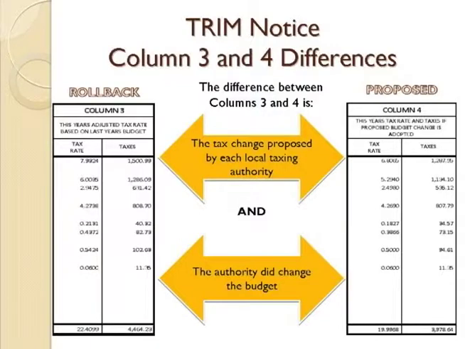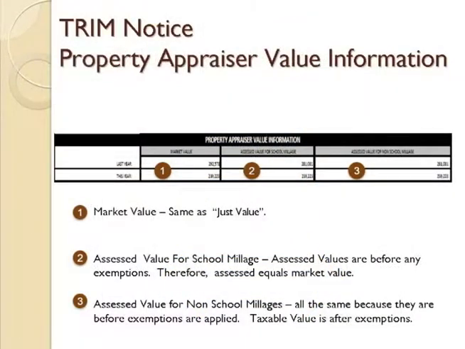The next portion is the property appraiser's value information, which basically just simply shows last year's values versus this year. For market value, assessed value for school millage, and assessed value for non-school millages. And on this particular portion of the TRIM, all those values are pretty much the same because it's the taxable value after exemptions that shows the value that you're actually being taxed on.